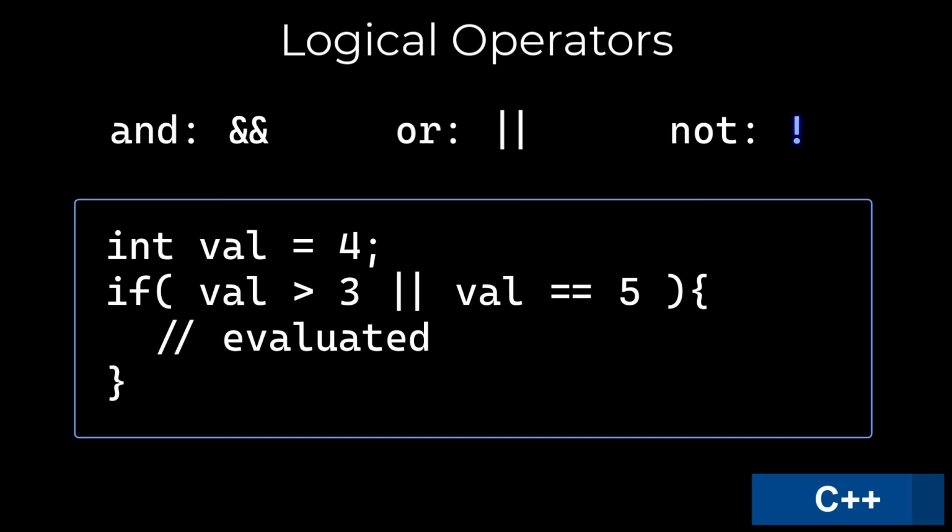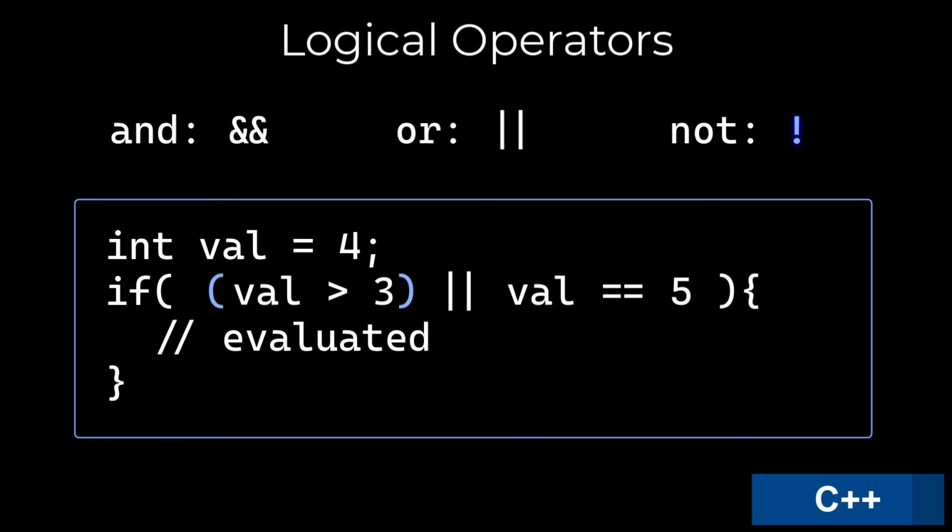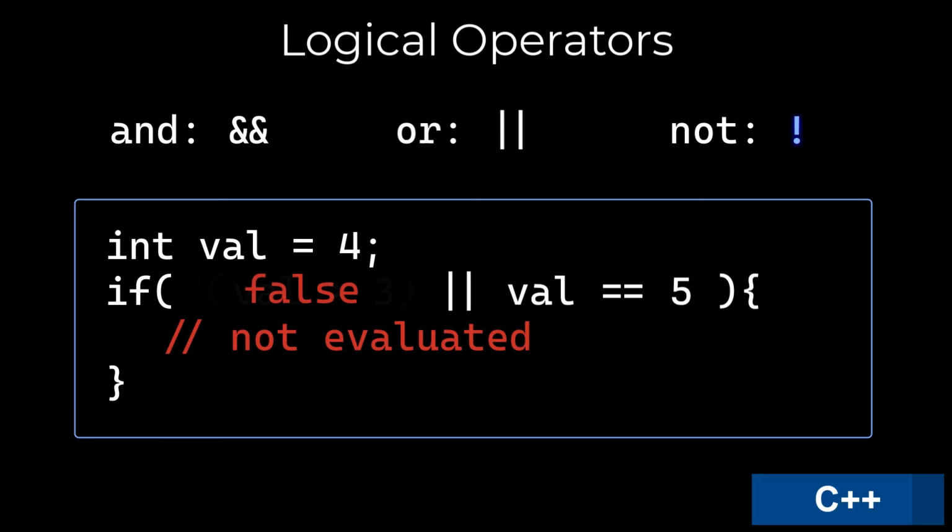The NOT operator switches a bool from true to false, or vice versa. If we wrap the first condition in parentheses and apply the NOT operator to it, the expression won't evaluate, because both of the subconditions now evaluate to false.